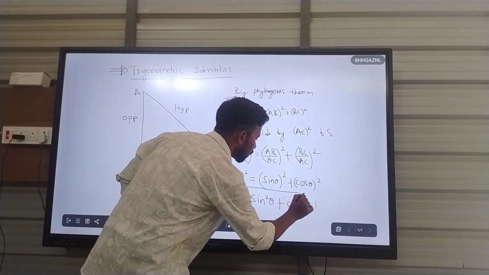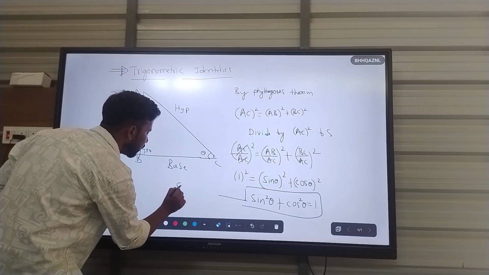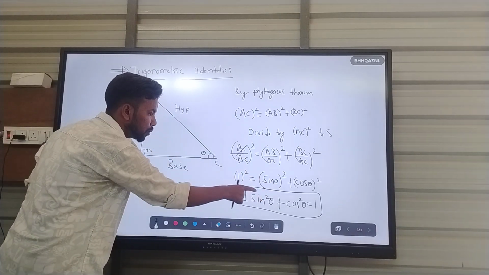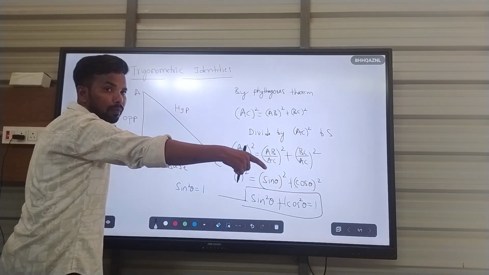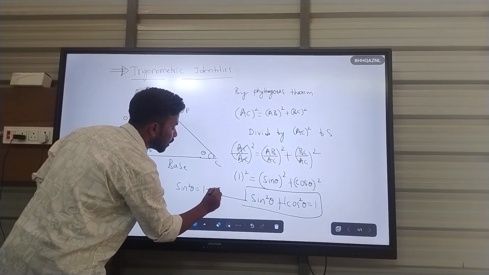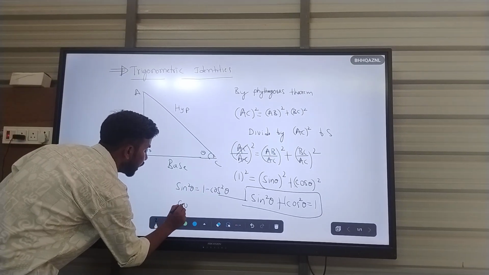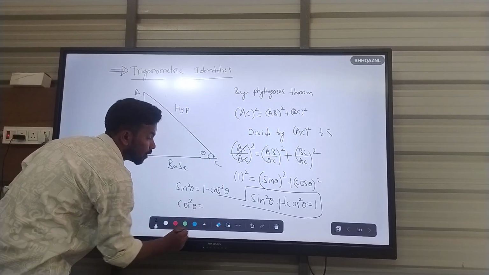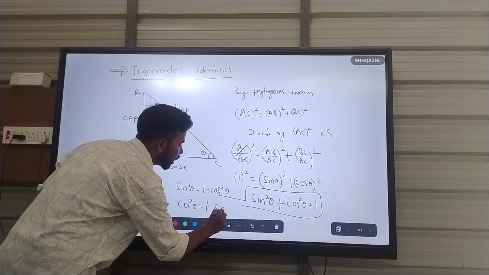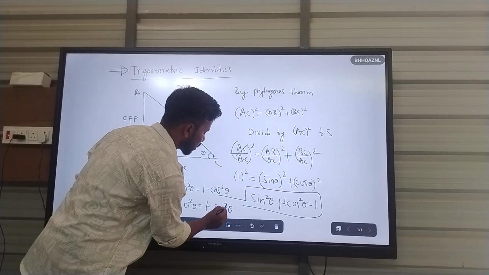From this we can derive sin square theta. Sin square theta only on this side, 1 as it is, and sending this to the other side it becomes minus. So sin square theta is equal to 1 minus cos square theta. This one is also possible. Now cos square theta is equal to 1 minus sin square theta. Write that first.